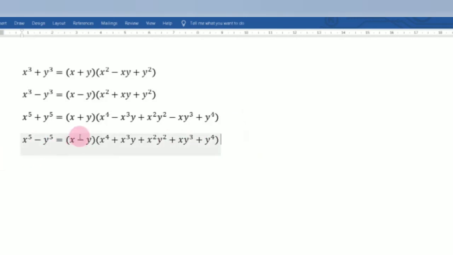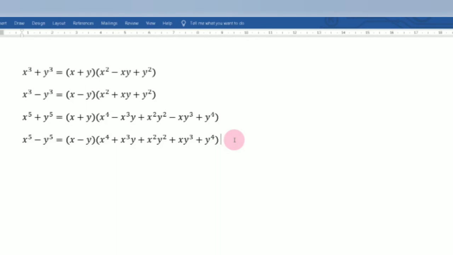And how about the difference of x to the fifth power minus y to the fifth power? It begins with x minus y, the same as this. But the cool thing is the second factor is all additions. So this is easier. All addition, but the pattern is the same. X begins from the fourth power, third power, second power, first power, and 0 power. And the same with the y: y to the 0, y to the first power, y squared, y cubed, and y to the fourth power.